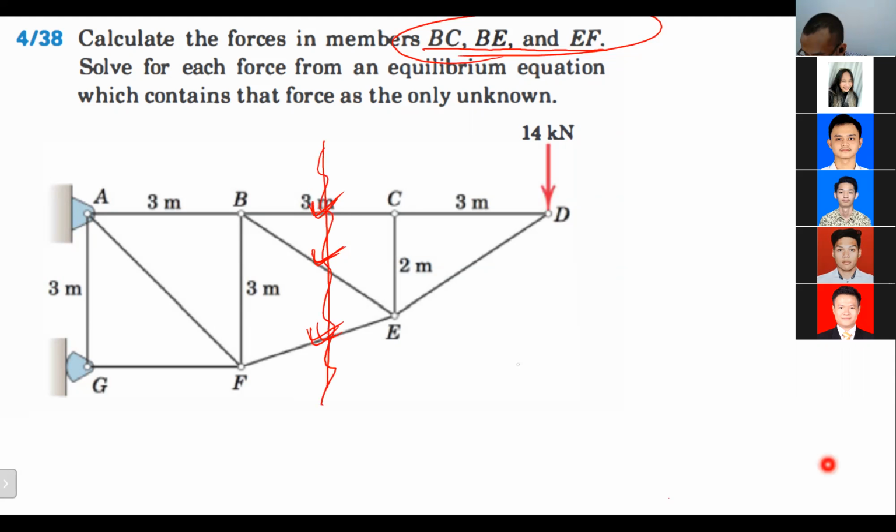And now our free body diagram that we need to solve becomes like this. This is 14 kilonewton. Okay. This is point D, C, and E. And FEF, FBE, and FBC become external forces. Correct, right, Meryl? Yes, sir. Okay, I assume, sorry, my drawing is a bit off. Okay, then I will redraw again.